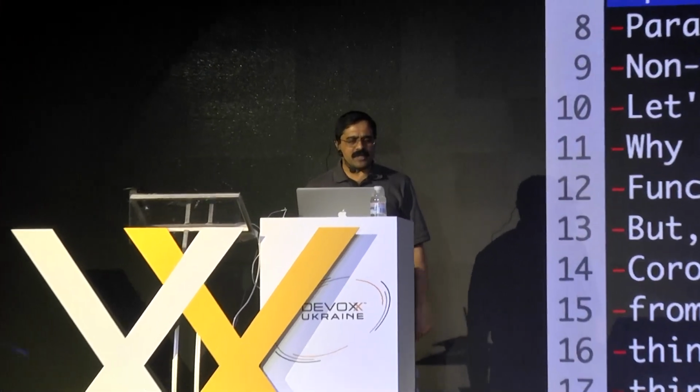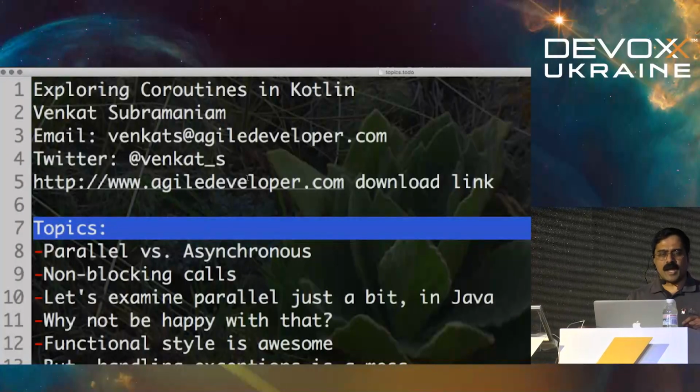Thanks for coming. We're going to talk about coroutines in Kotlin. My name is Venkat Subramaniam. We're going to talk a little bit about why we should really care about coroutines. We'll talk about parallel versus running as a coroutine. And then we will jump in and talk about how we can actually use coroutines in Kotlin.